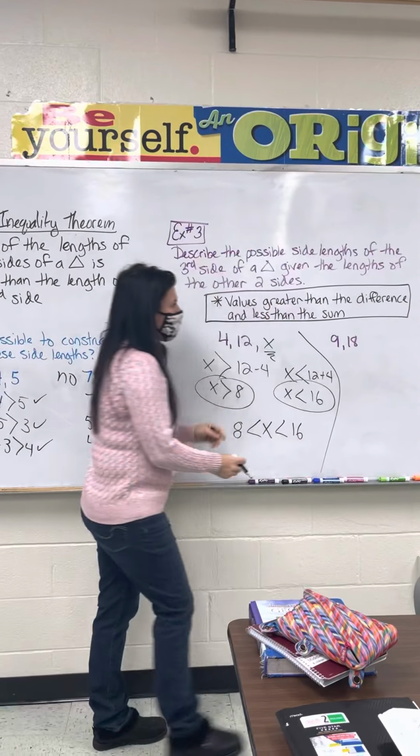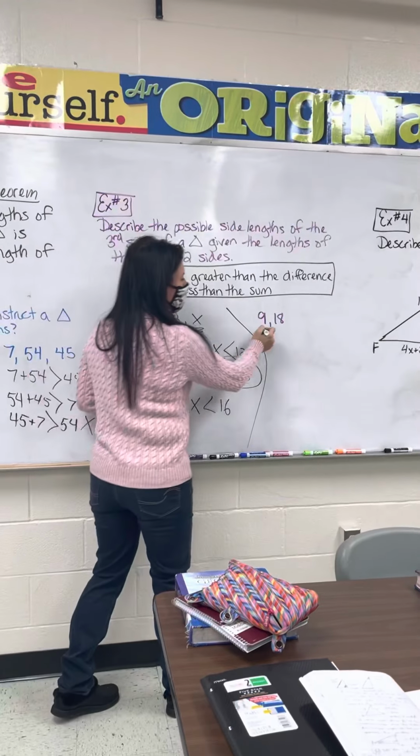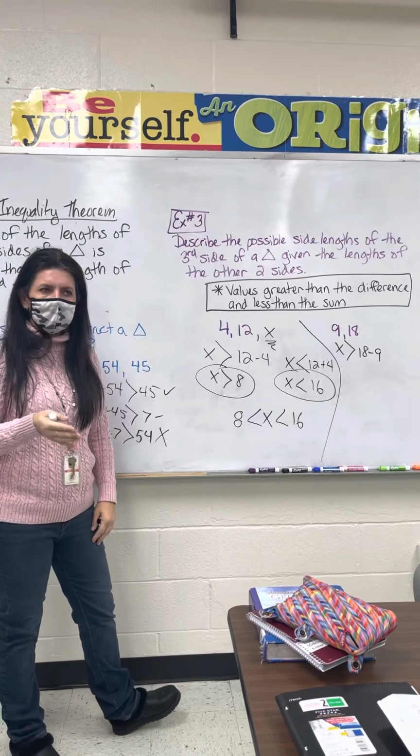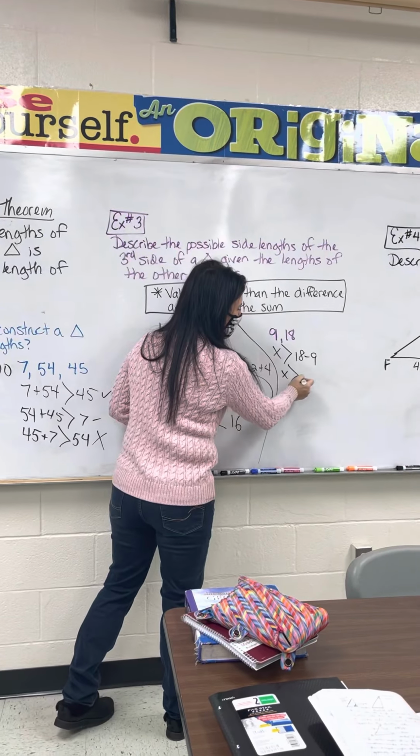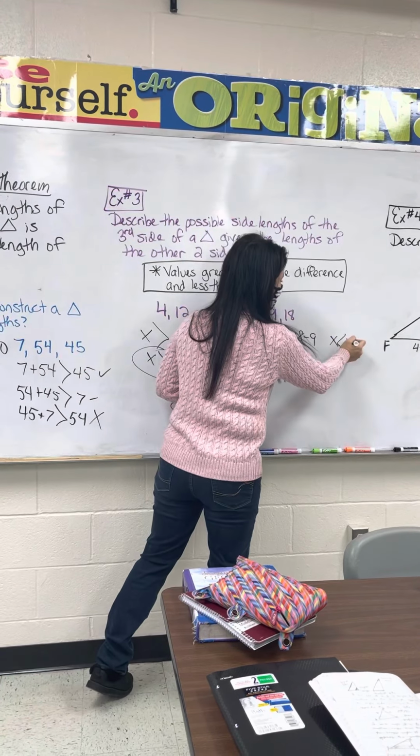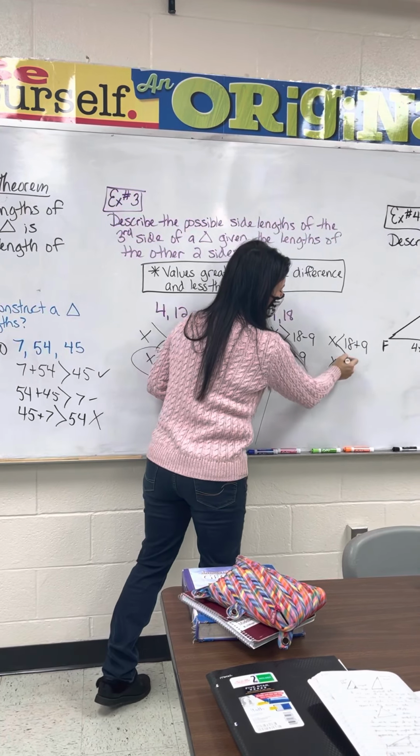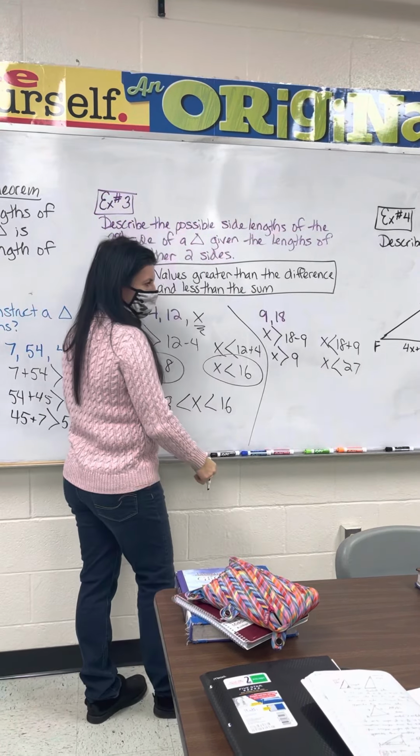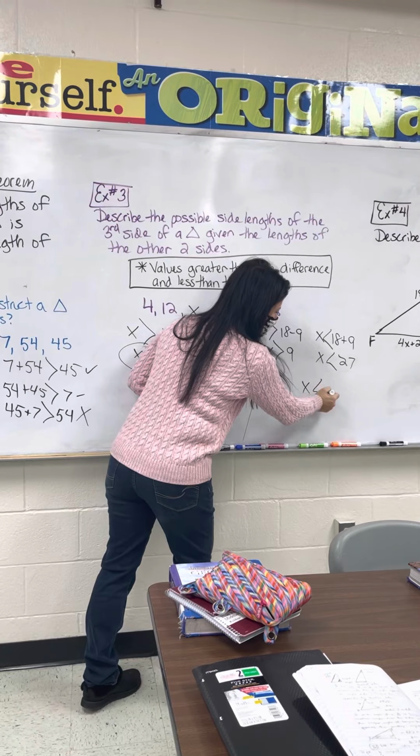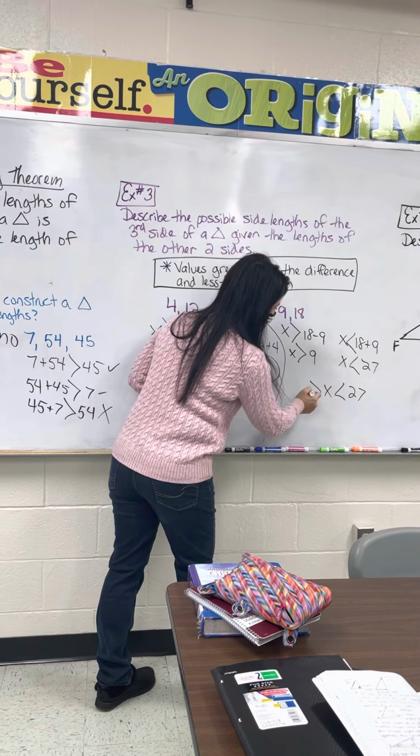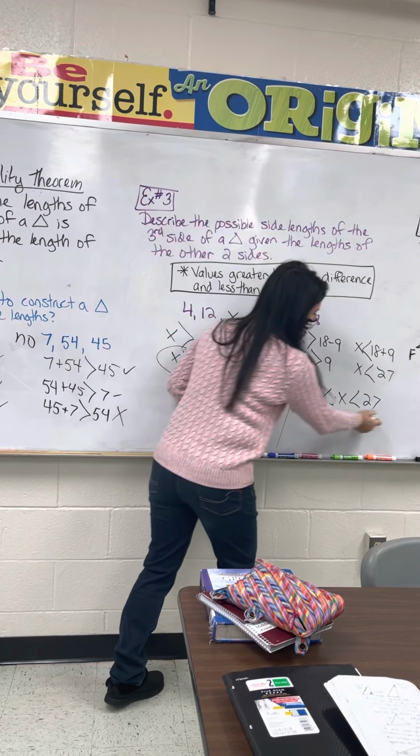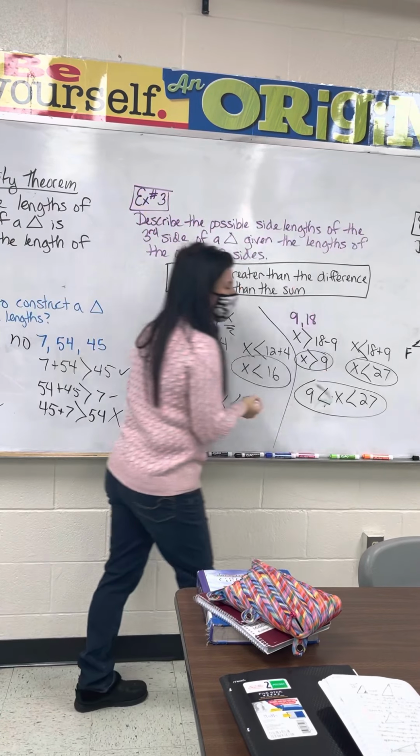So 9 and 18, we're going to use the same idea. Bigger than the difference, and you're never going to have negative numbers, just the bigger number minus the smaller number. So x has to be bigger than 9 and less than the sum. If I wrote this with a complex inequality, either this answer or both of these answers is correct.